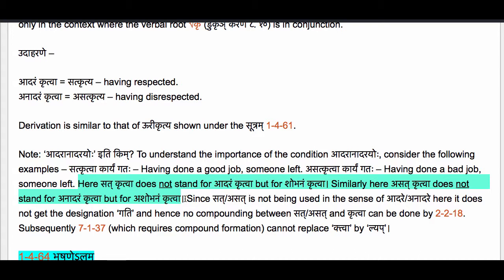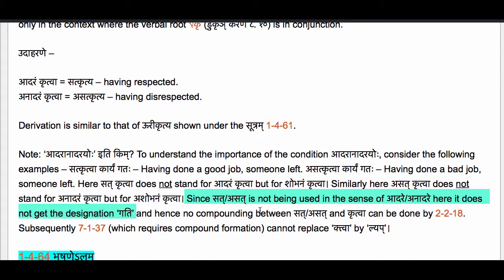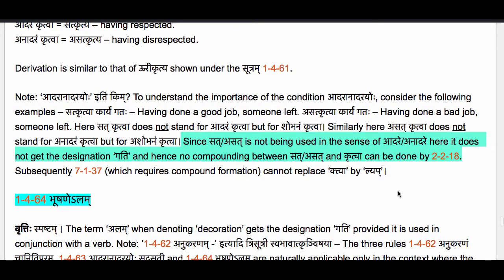Since Sat / Asat is not being used in the sense of Adare / Anadare here, it does not get the designation Gati, and hence no compounding between Sat / Asat and Kritva can be done, by 2218, because 2218 says Ku Gati Pradayaha. Without Gati Sanya we cannot have the samasaha. Subsequently 7137 Samase Nang Purve Ktvo Lyap, which requires compound formation, cannot replace Ktva by Lyap.